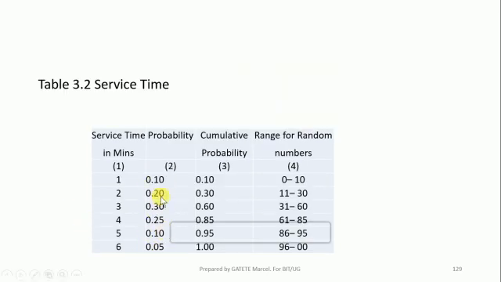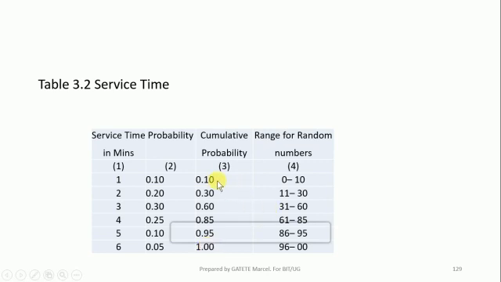This is the probability of getting service in one minute, and this is the probability of getting service in 5 minutes. The cumulative probability is the same. I take the first customer, it is this one. For the second customer, we take this plus this, and I get 0.30. For the third customer, it will be 0.30 plus 0.30, I get 0.60. For the last one, it will be 0.95 plus 0.05, which is 1.